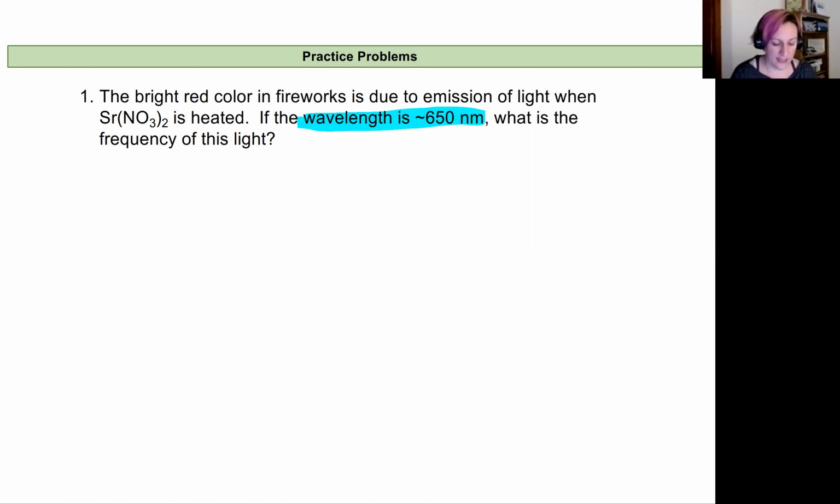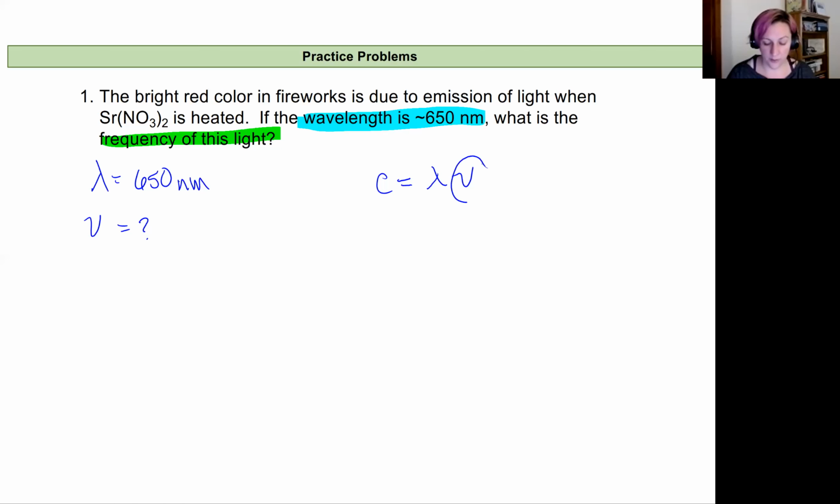So the question is asking us, what is the frequency of light? I know that the wavelength is 650 nanometers, and I want to know what the frequency is. So I can relate these two variables to one another using the equation that the speed of light is equal to the wavelength times the frequency. To solve for frequency, I would divide both sides by the wavelength, and I'll get frequency is equal to the speed of light divided by the wavelength.